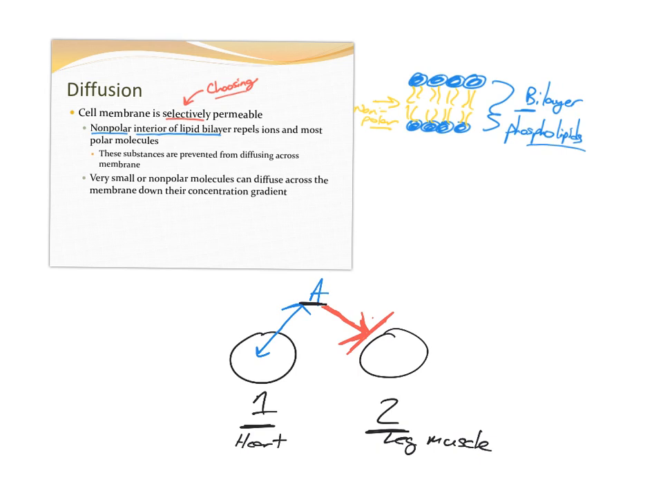Well, they're both selective. One's selecting to allow it through. This membrane says yes, and this membrane says no, right? Why? What's the difference between the two membranes? It's not the phospholipids, because they're both phospholipids.